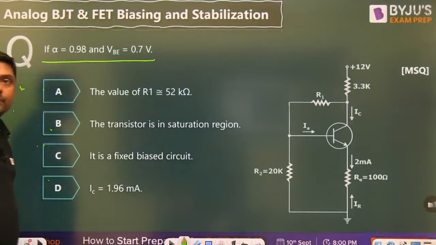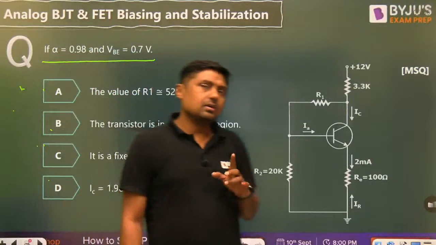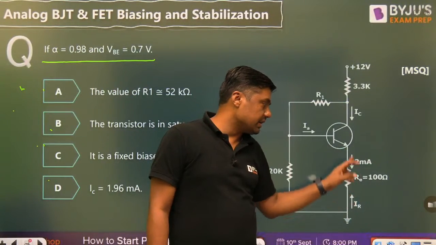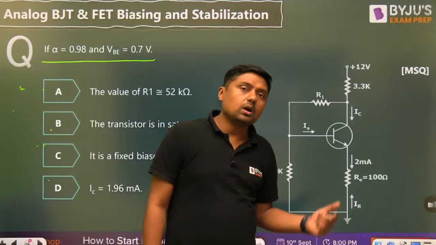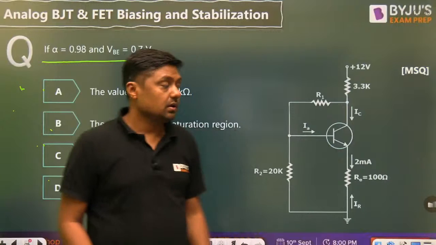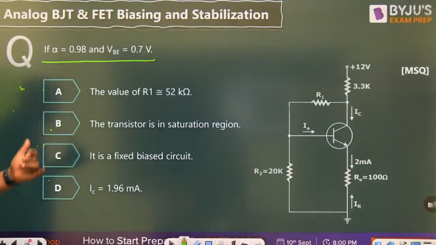Always remember, if in any diagram RE is connected, it is not a fixed bias circuit. It is always a self-bias circuit. RE is connected here, and between collector and base there is a feedback. So it is not a fixed bias. This statement is wrong.